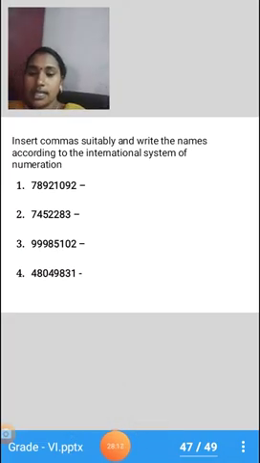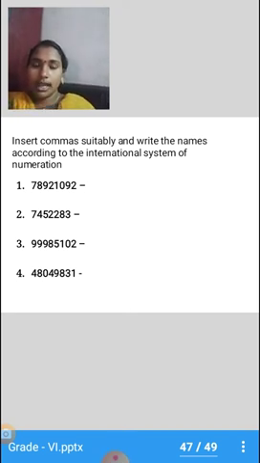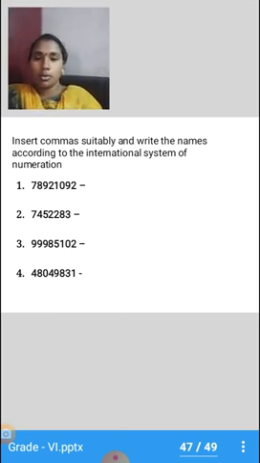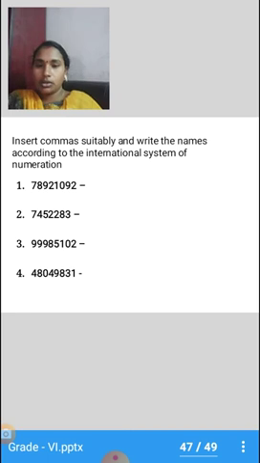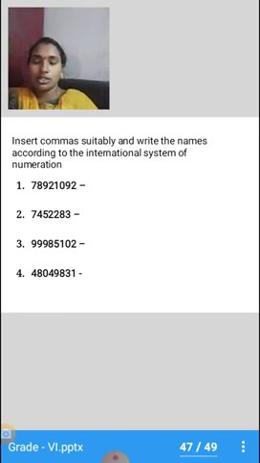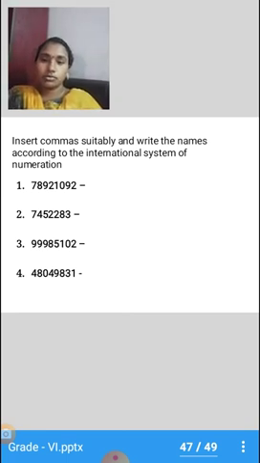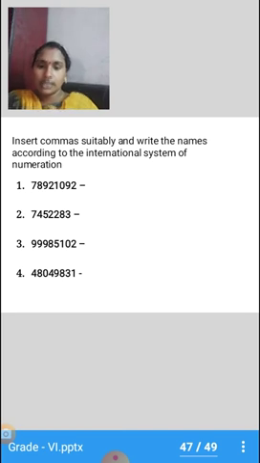So next, another small activity. You have to insert commas suitably and write the names according to the international system of numeration. Now, these numbers you have to name in the form of the international system of numbering. Okay, children? Now, quickly copy down on a piece of paper. You start writing without seeing the answers. Just pause the video, and once you finish, you can play it back to check the answers. Now I am going to give you the answers.